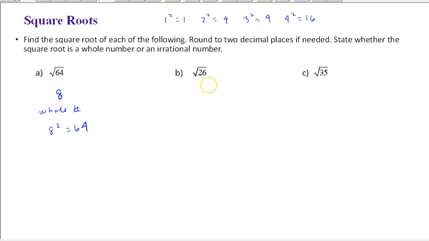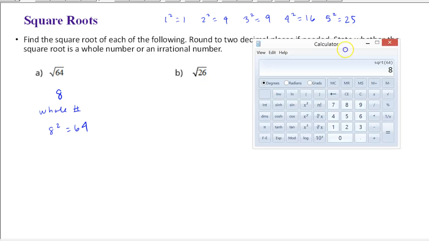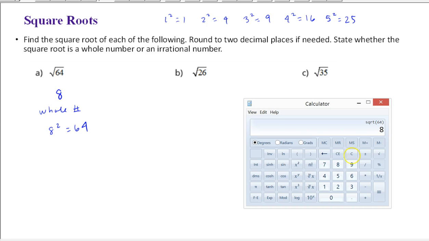Let's look at the next one, the square root of 26. Okay, so just something to think about before we put this in the calculator. 26 is not a perfect square. 5 squared is 25. 26 is a little bit bigger. The next perfect square is 36. So this is going to be a little bit bigger than 5, and it's definitely going to be irrational because it's not a perfect square. So let's get an approximation of it that's better than just a little bit bigger than 5.